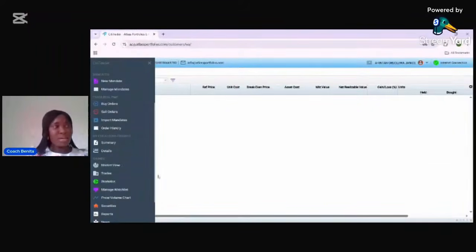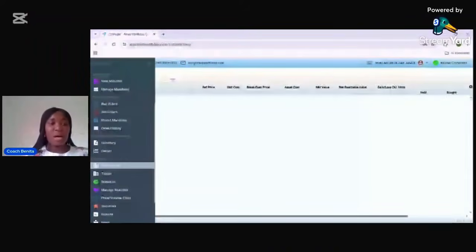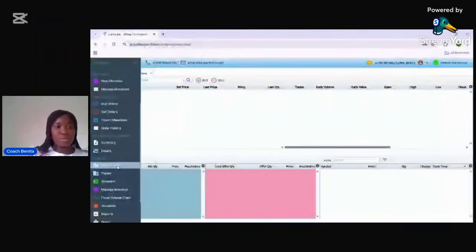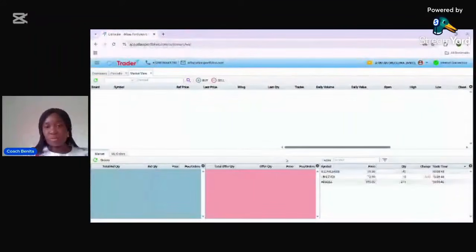So when you see this market view, I want to know what is happening currently in the market. I want to see what is happening currently in the market. So I'm going to keep this market view open. Now, this is the market view. I'm going to go back.